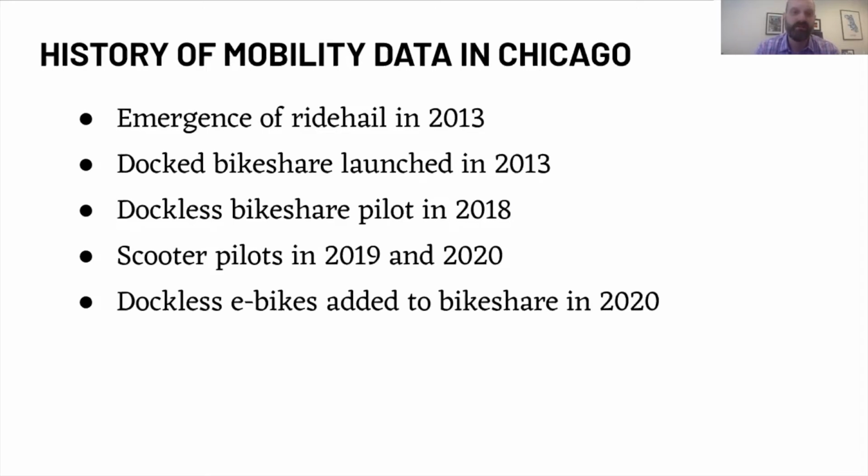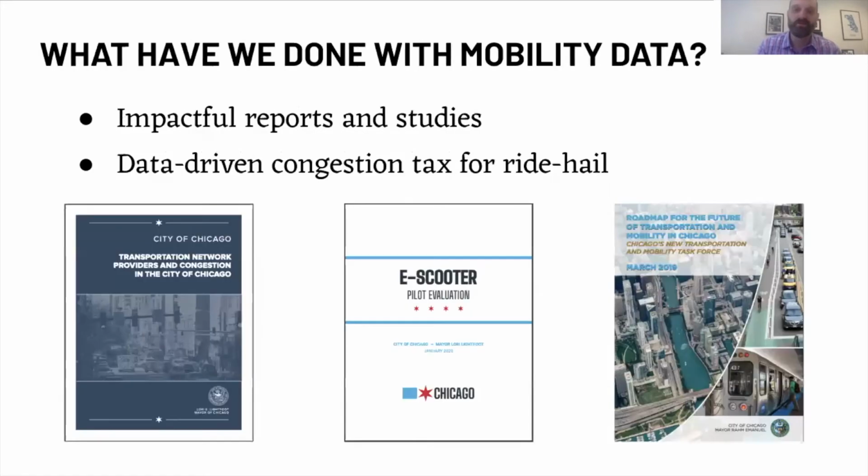In 2018, we experimented with dockless bikes in our bike share. And it was 2019 with our scooter pilot that we first started using MDS data, and still are for our continuation of our scooter pilot in 2020 right now. It's going on, and also this year we've unveiled an e-bike component of our bike share. And so our bike share is now hybrid, docked and dockless with 2 different kinds of bikes. And so we're learning through that right now.